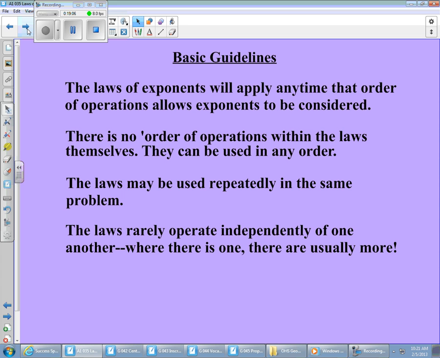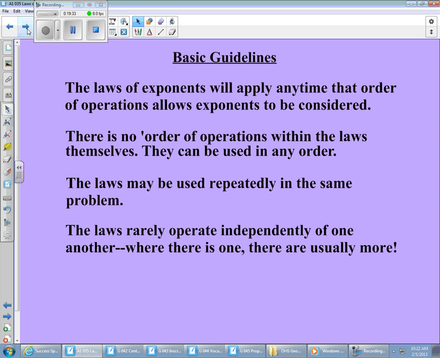The laws of exponents apply any time that the order of operations allows exponents to be considered. So any problem, any time. When you get to Please Excuse My Dear Aunt Sally and it's time to think about parentheses and exponents, well, these are the rules that we're thinking about exponents by. So if any of the 5 laws happen to show up when it's time to do parentheses and exponents in order of operations, do them.